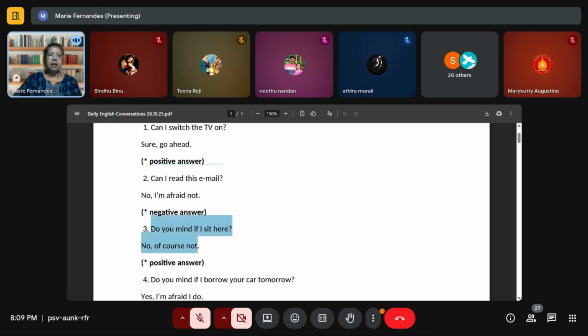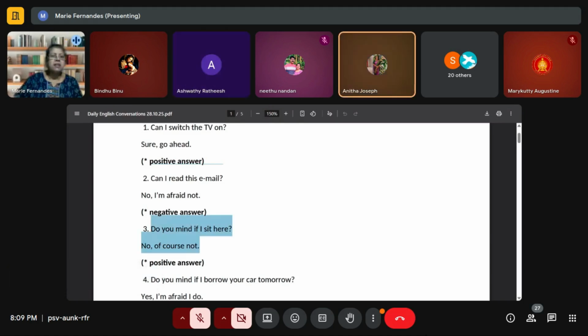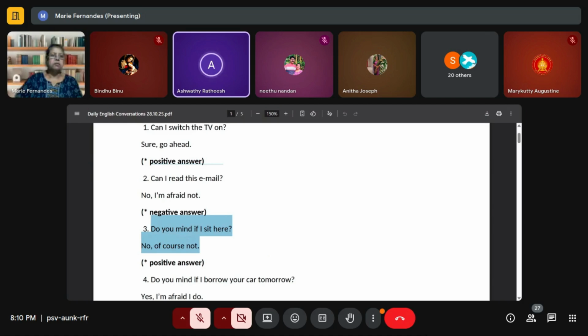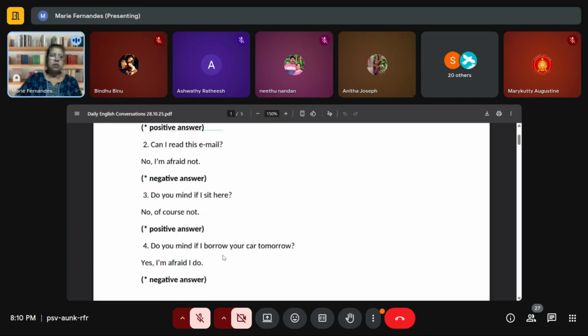Okay. So can you repeat that, Ashwati? Yes, ma'am. Please, can you read the sentence? Do you mind if I sit here? No, of course not. Okay, can you say it once more? Do you mind if I sit here? No, of course not. Okay, that means you're allowing the person to sit next to you if there is a chair vacant over there.